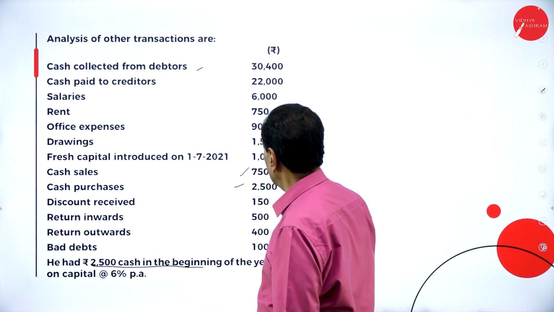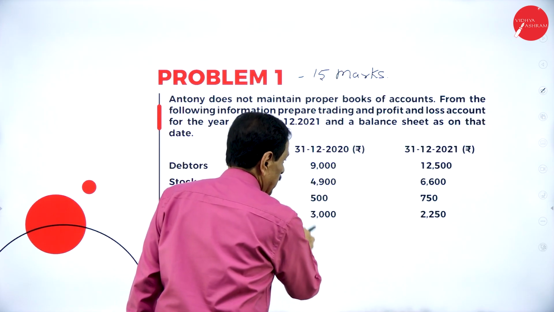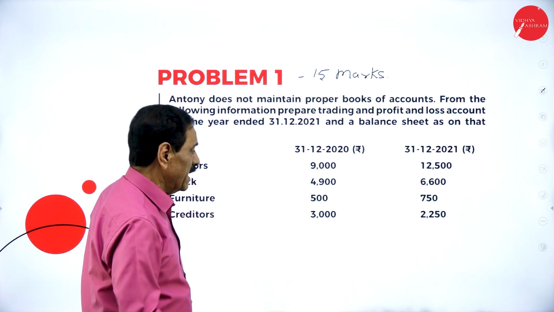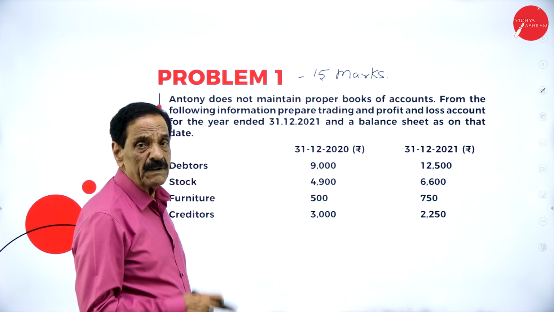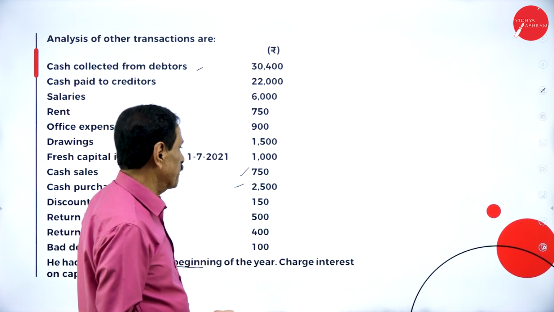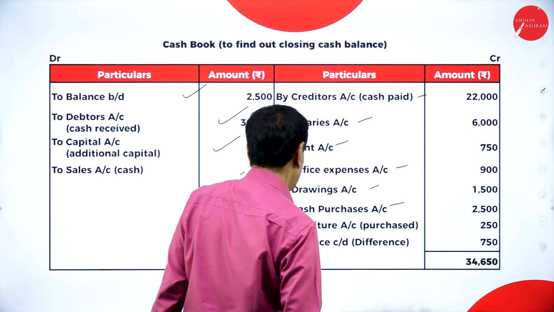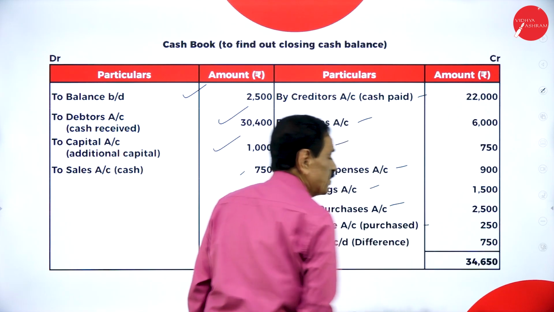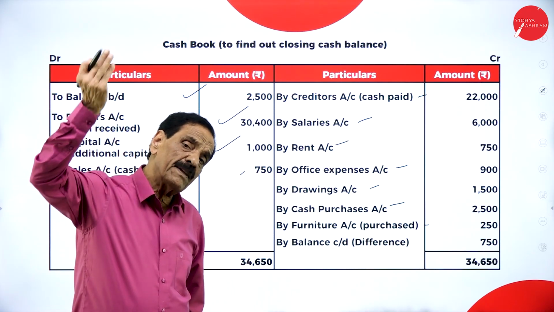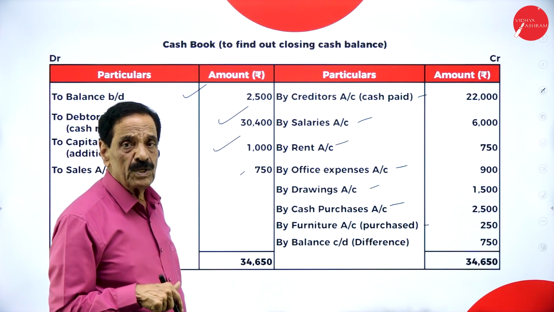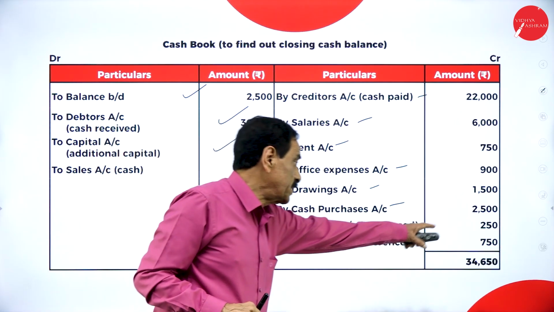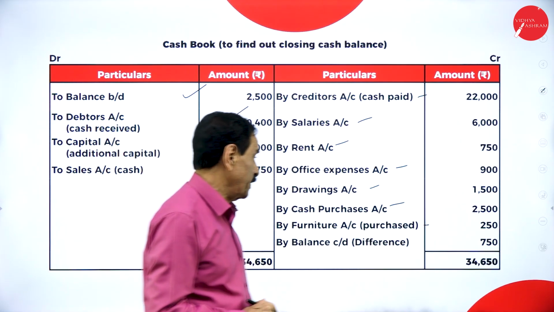See the problem here. Furniture at the beginning 500, 750 at the end. Whatever the difference 250 we have purchased during the year. How much furniture is purchased during the year? 250. Start with 500, end with 750. How much is purchased? 250 is purchased. Your cash account will be reduced by 250.